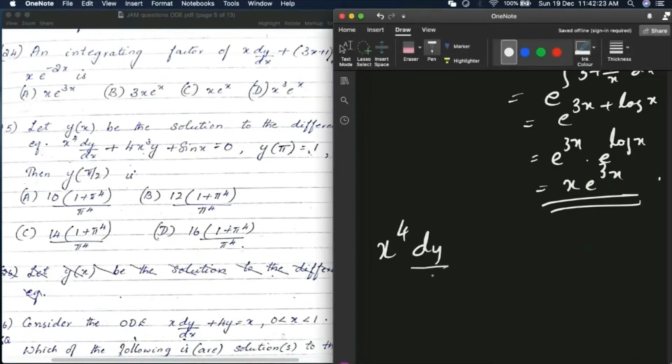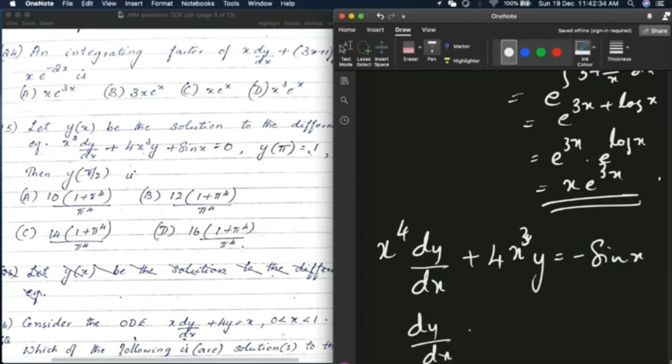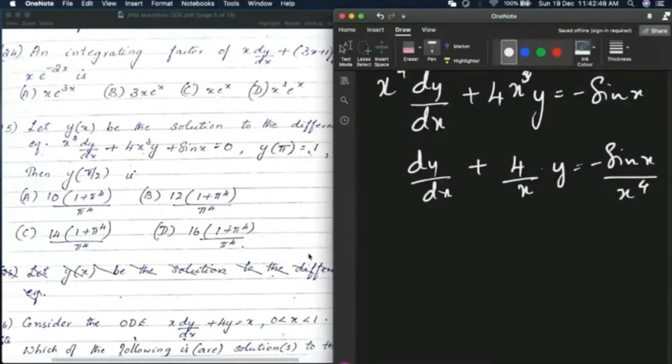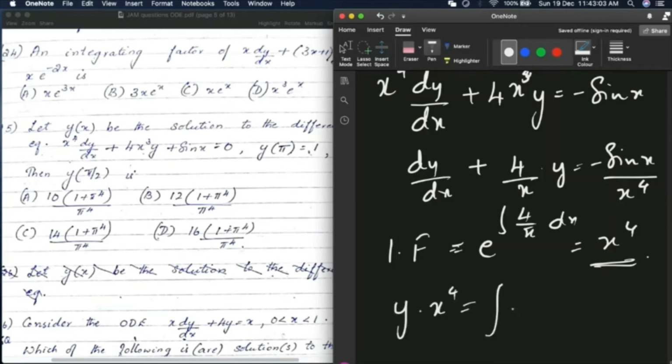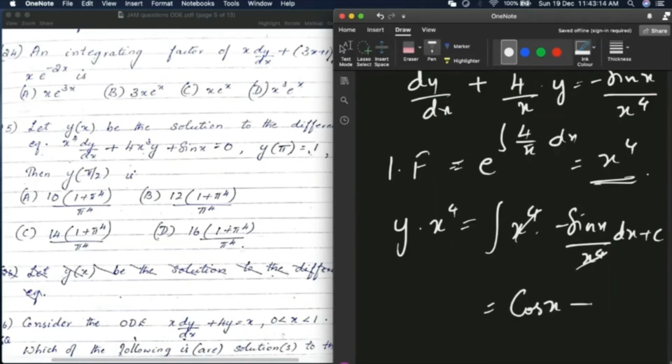x raised to 4 dy by dx plus 4x cubed y is equal to minus sin x. If I want it in the standard form, it is dy by dx plus 4 by x into y equal to minus sin x by x raised to 4. So it's of the form dy by dx plus py is equal to q, exactly linear. Your integrating factor is e raised to integral 4 by x dx, which is nothing but x raised to 4. So your solution is y into x raised to 4 is equal to integral of x raised to 4 into minus sin x by x raised to 4 dx plus c. So this is cos x plus c. Correct.